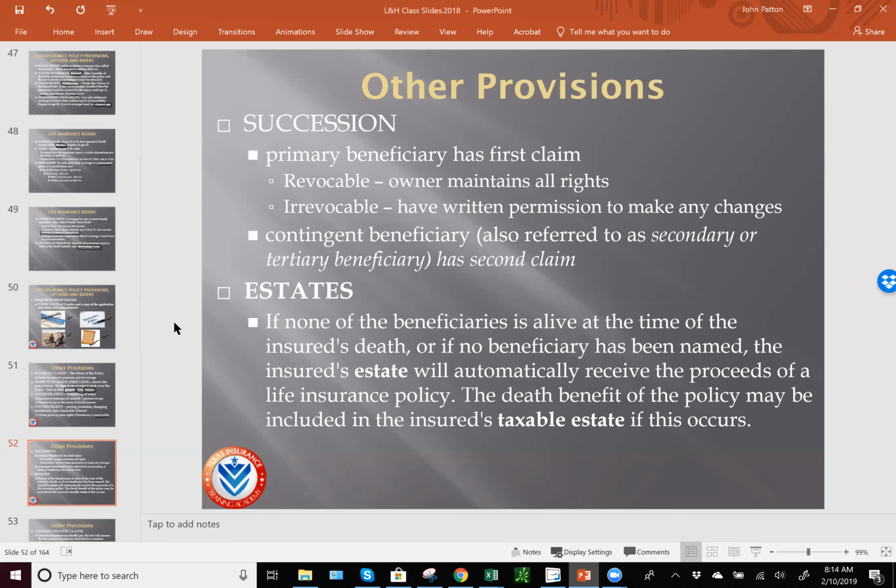Now, the final beneficiary on a life insurance policy will be the insured's estate. So, if no beneficiary is alive or none listed on the policy, then the death benefit goes to the insured's estate. If it goes to the insured's estate, that death benefit is fully taxable to the estate. This is the only time a death benefit is taxable. That is a very important concept that you need to know for your test.